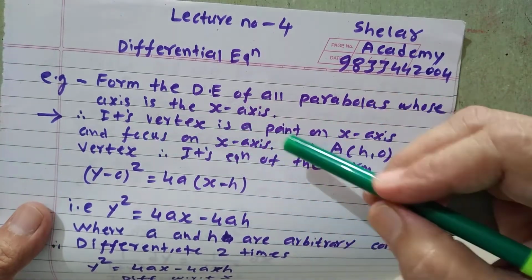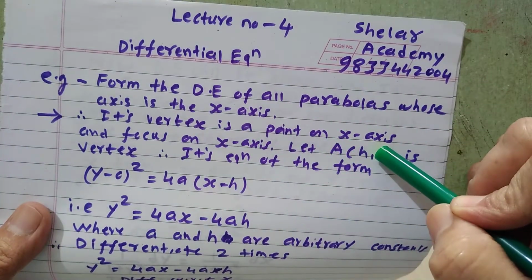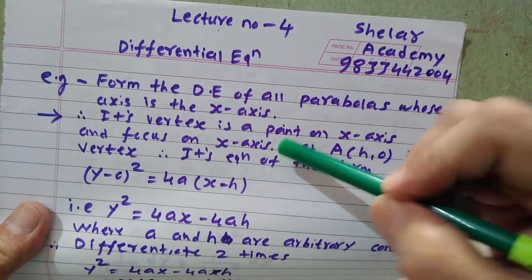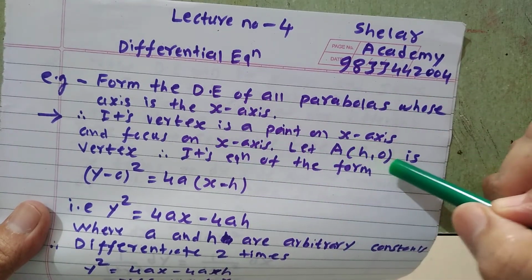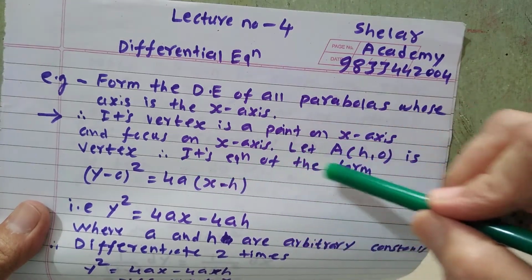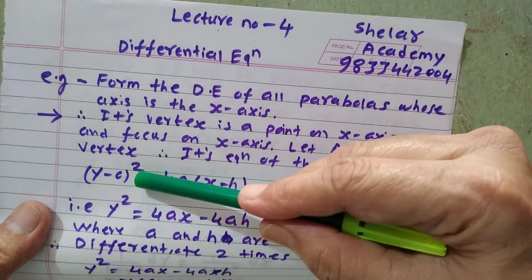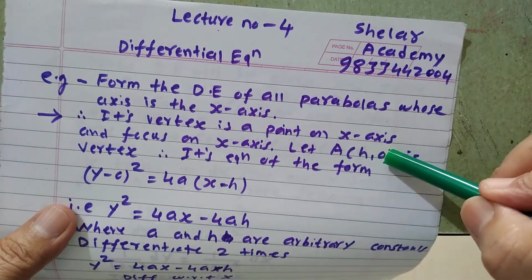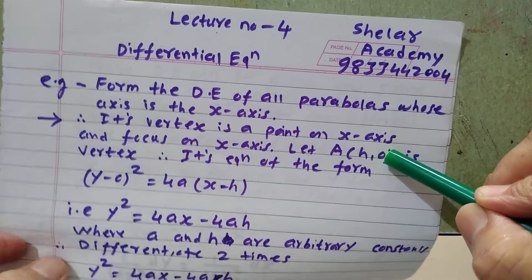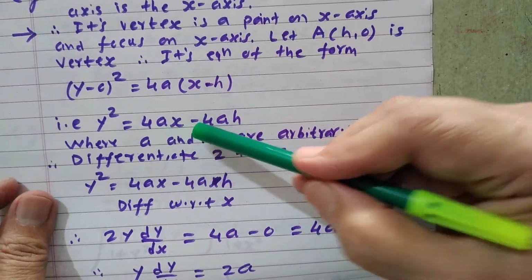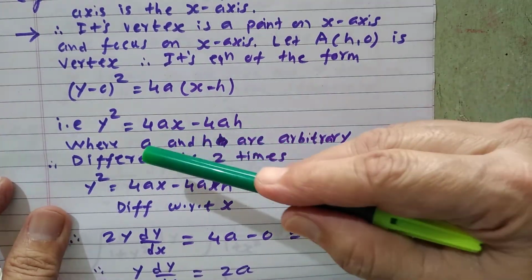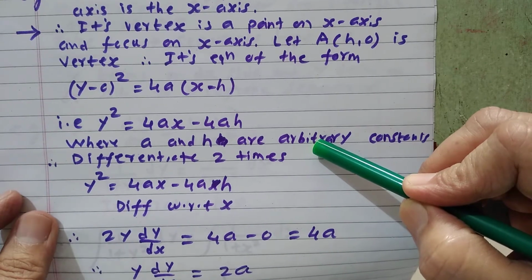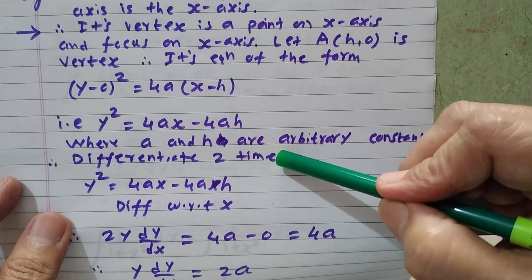Now its vertex is at a point on the x-axis because it is given that the axis is the x-axis, and the focus is on the x-axis. Let (h, 0) be the vertex, and its equation is of the form (y minus 0) square is equal to 4a(x minus h), because (h, 0) is the vertex. Therefore y square is equal to 4ax minus 4ah, where a and h are the arbitrary constants. That means how many constants? Two arbitrary constants. Therefore differentiate two times.